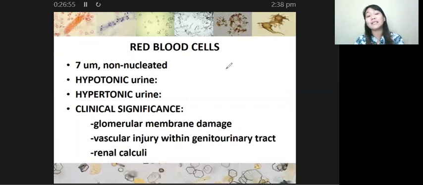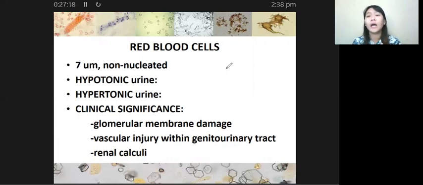Okay, so your red blood cells in urine, they have an average diameter of 7 micrometers. Okay, they are non-nucleated, non-granular cells that are seen in our urine sample. Okay, yes, in our urine sample.